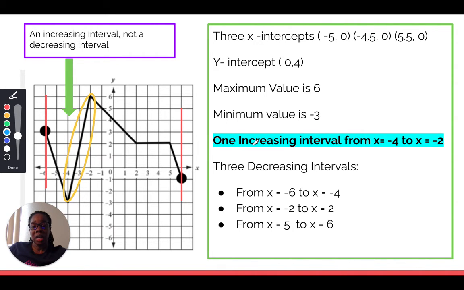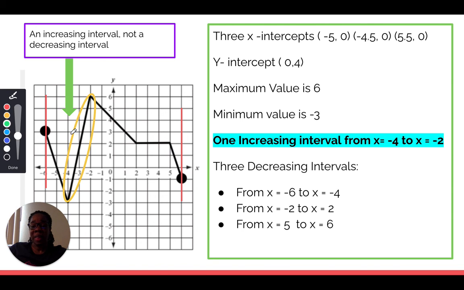One increasing interval is occurring on this graph, and that is from x is equal to negative 4 to x is equal to negative 2. And there are three decreasing intervals in this graph. So there is one here, there is one here, and there's another one here. And the intervals are listed here.